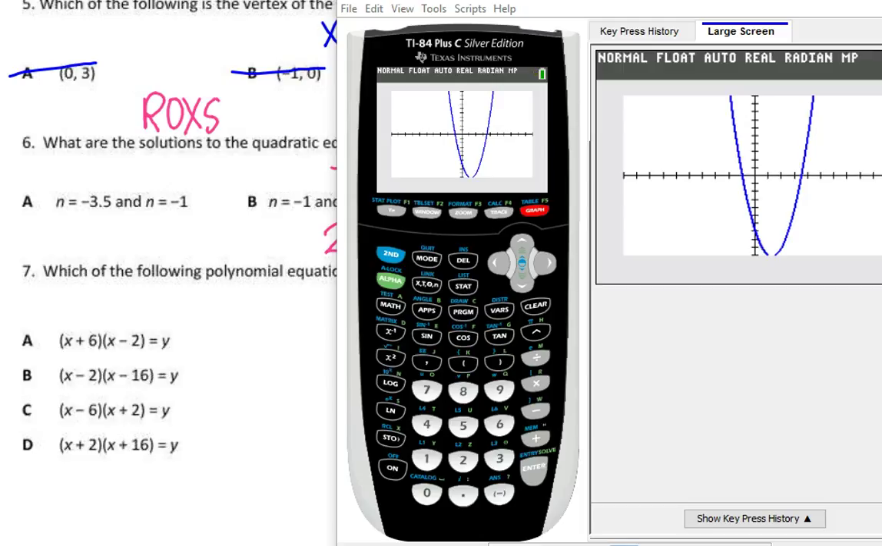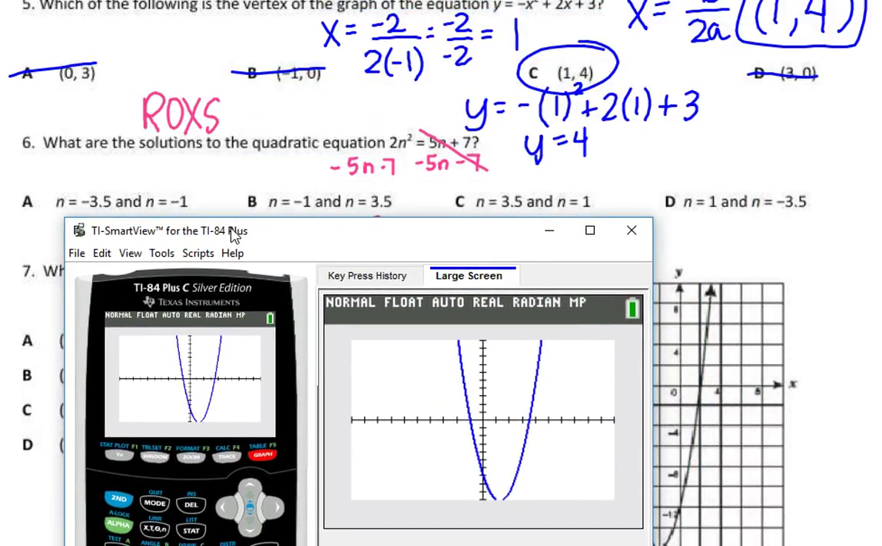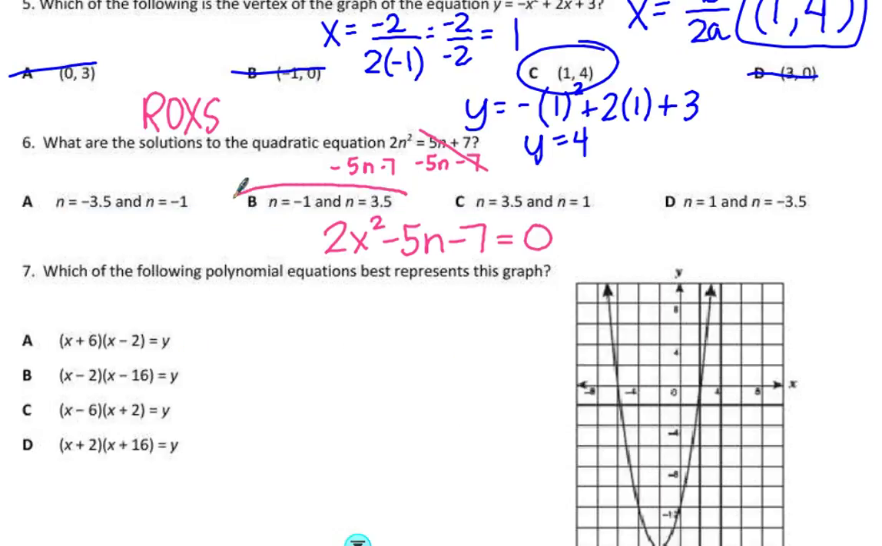All right, so look, we can pretty much visually see our roots. And since we have nice multiple choice answers, why don't we just look through those? Negative 3.5 and negative 1. Negative 3.5 would be over here. Do I have a root crossing there? No. But I do have one at negative 1 and probably at 3.5. So negative 1 and 3.5. I see that right there, letter B.